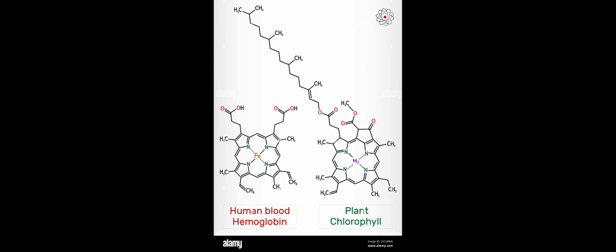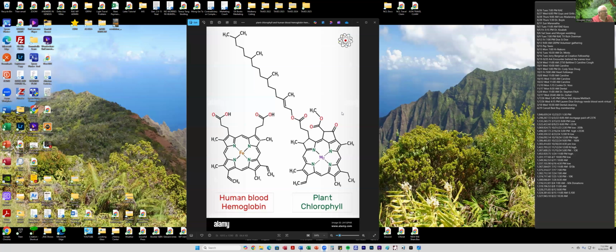Yeah, I'm going to share with you the structure. Hemoglobin has iron in the center, whereas chlorophyll has magnesium in the center. And this gives you an idea of what the differences are, but you can see that the structures of them are very similar.